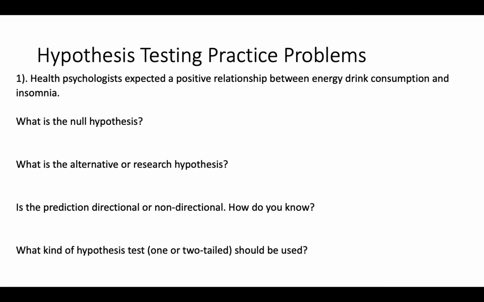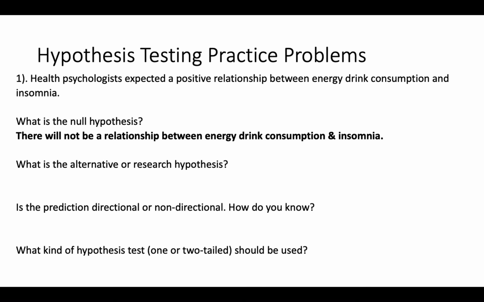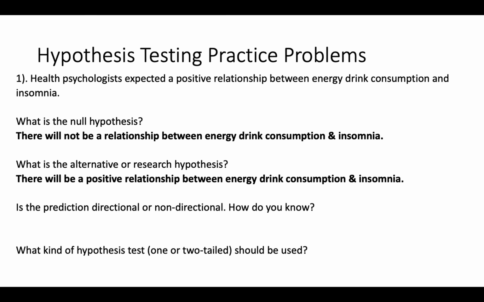So here we have health psychologists expected a positive relationship between energy drink consumption and insomnia. What is the null hypothesis here? Well, there will not be a relationship between energy drink consumption and insomnia. Our alternative hypothesis: there will be a positive relationship between energy drink consumption and insomnia. Now, is this prediction directional or non-directional? Well, it's directional. We have the positive language here that lets us know we expect this relationship to be positive. Because we know we have a directional prediction, we know that we're using a one-tailed test. Okay?